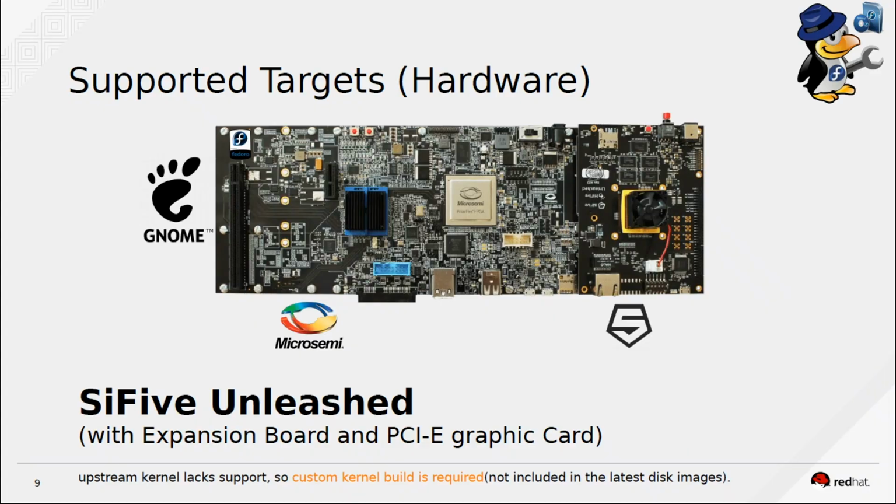And we also support some hardware, but for HiFive Unleashed, we only take the patch set from upstream, from the source code upstream. So the upstream kernel lacks some support. So you have to build the kernel by yourself. It requires a custom kernel build. It's not supported in our latest release, the disk imaging. You have to build the kernel by yourself.